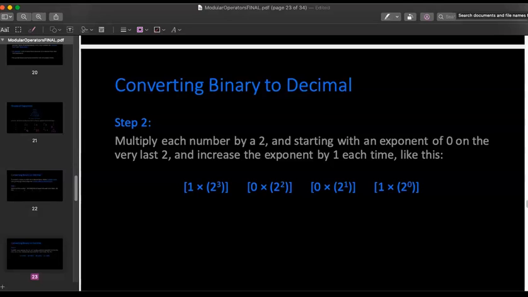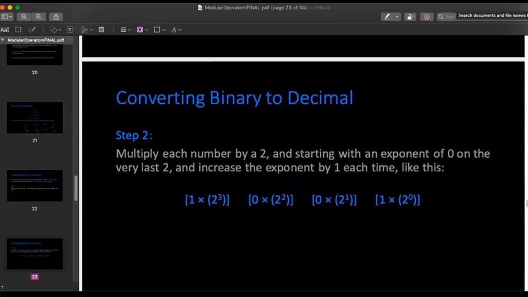Binary kind of goes backwards when we're converting it, because this last one is 1 times 2 to the 0, and then it's 0 times 2 to the first. You see, this exponent is increasing each time, but we're kind of reading it backwards. So 1 times 2 to the 0, 0 times 2 to the 1, 0 times 2 to the 2, and then 1 times 2 to the 3. All right, so that's step 2.